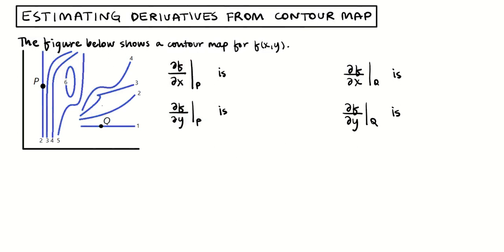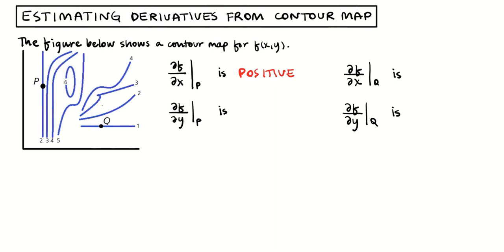So df dx at point P. What I'm thinking here is I'm going to let x increase by a little bit, and I'm going to track the change in f. Right? That's really what the partial derivative is. So you think, what happens as I increase x from point P? As I increase x from point P, f goes from 2 to 3 to 4. Right? And so that means that f is increasing as x increases. So I'm going to say df dx is positive.